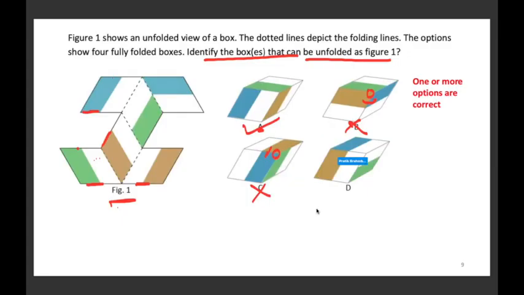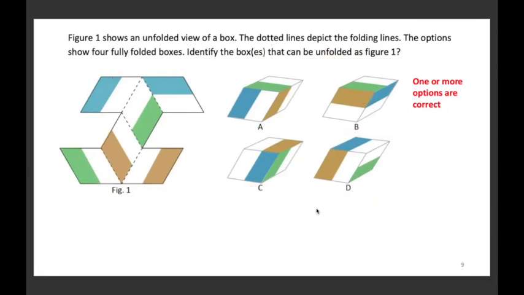Again, brown and blue are coming together. The place where brown and blue are in alignment with each other, we have already seen it happen here and here. And then the green part, which is this one, fits in together. So D is also fine. So the correct answer is A and D.